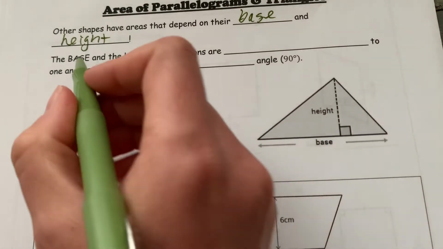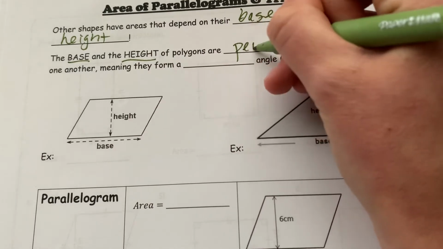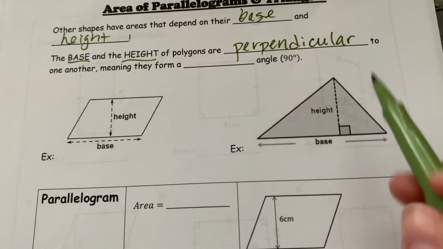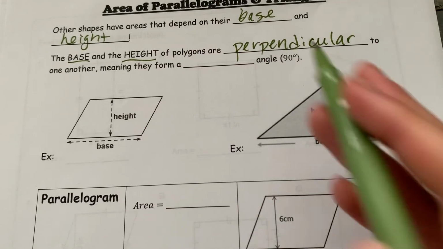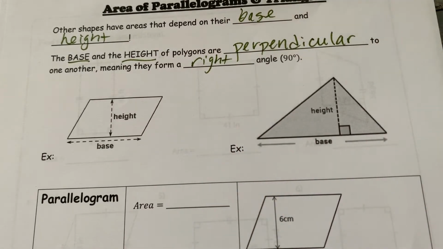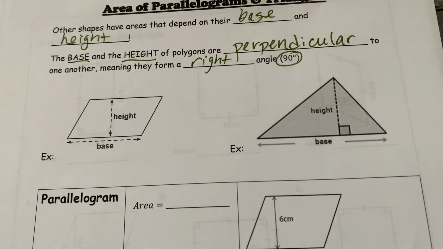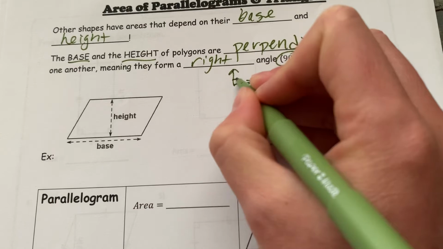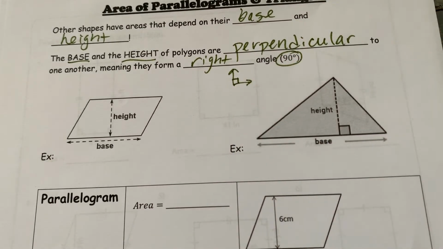So the base and the height of polygons are what we call perpendicular. Really fancy word, perpendicular. And all that means is that they form a right angle. If two lines are perpendicular to one another, it means they form a right angle, which is 90 degrees. And remember, the symbol we use for that is that little box. So I'm already seeing a box here, so let's jump to the triangle right away.